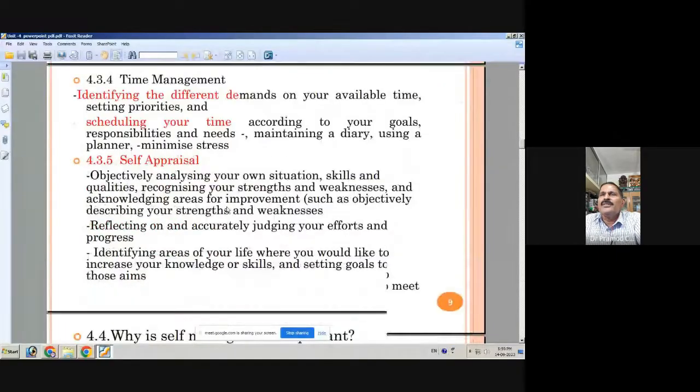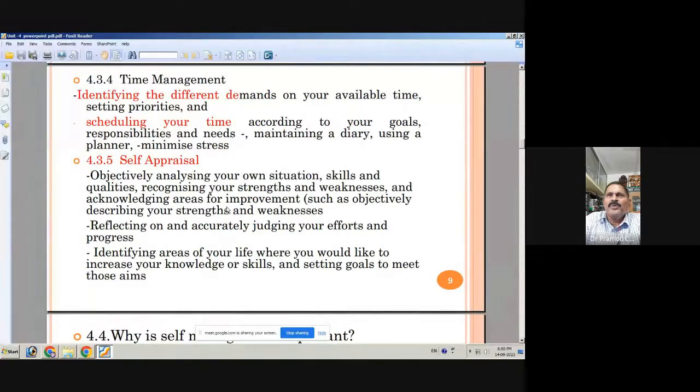Then we'll have to consider time management. Time management is very important. We have different demands, and we want to fulfill them. But how to fulfill them if we have limited availability of time? We'll have to set the priorities. We will have to schedule the time. Then automatically we can provide responsibility and fulfill the needs of others.